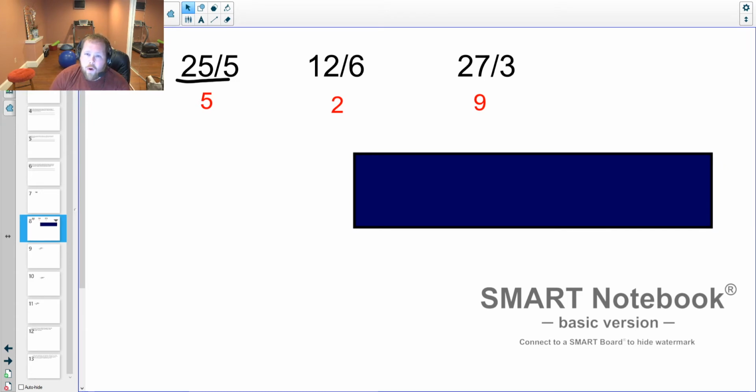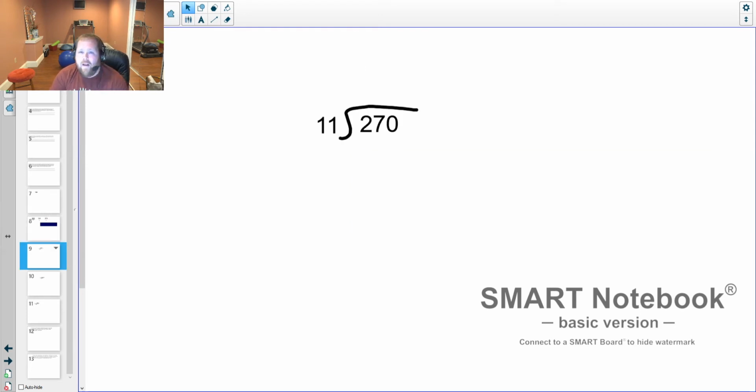All right, we are going to get into a little bit more long division. It's not going to be that bad. I say the more you can break something up, probably the better, the easier it is, until you really start understanding what we're doing. So I'm looking here, 11 and 270. 270 divided by 11. What you're going to want to do is go step by step.